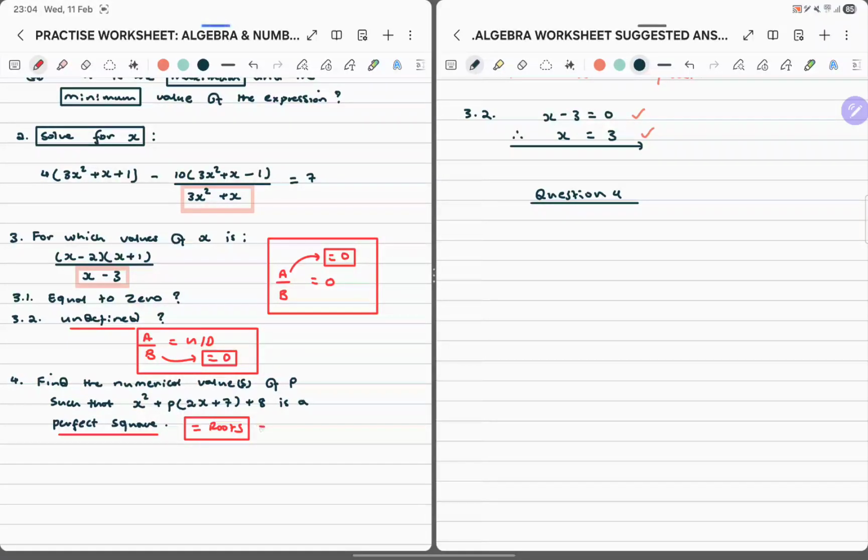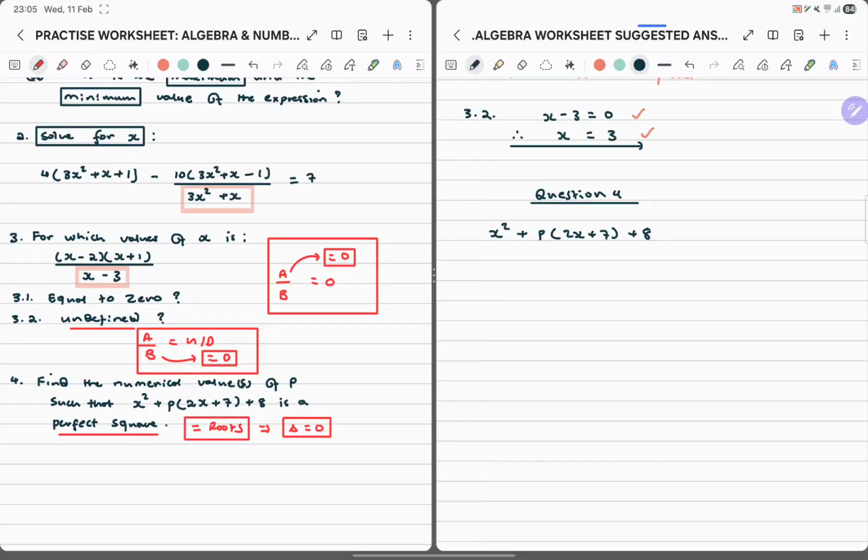Now, equal roots, what does it mean? Discriminant must be equal to 0. So we can use an indirect technique. Instead of solving this directly, once you understand what the question wants, folks, the whole thing becomes a piece of cake. This is x squared plus p into 2x plus 7 plus 8.